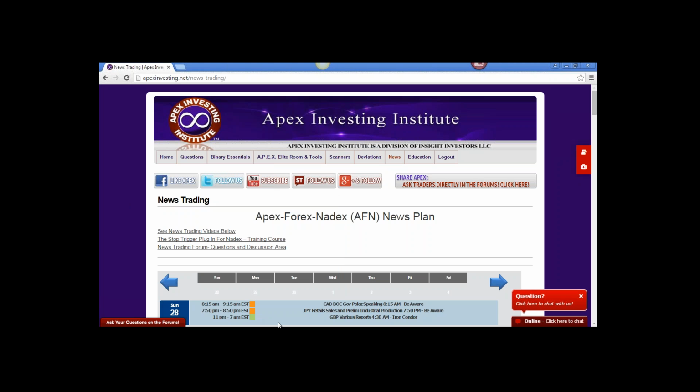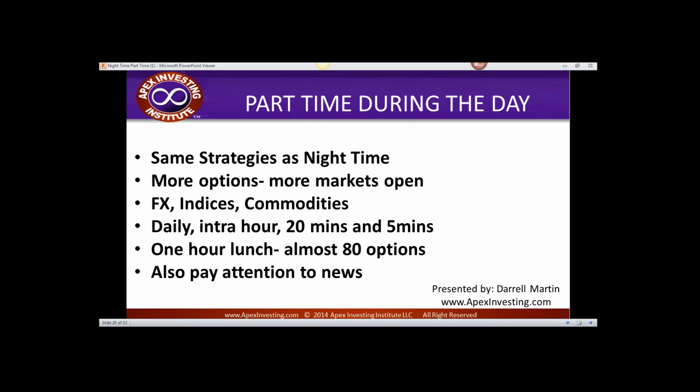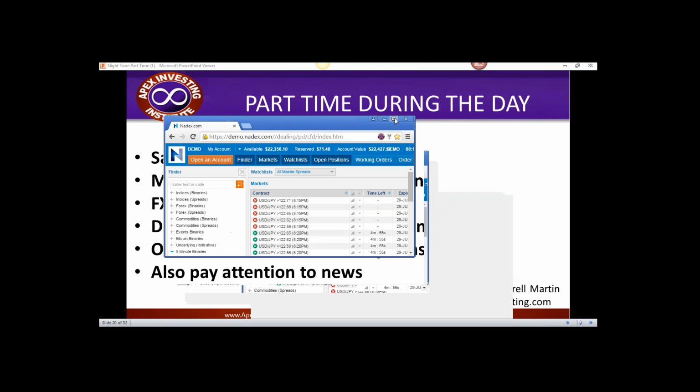Let's move on here. I know we're already going over. Daytime. Pretty much everything I've told you about nighttime, part-time trading at night, you can just bring right over into daytime. It's not a huge different world. It's just that during the day, you've got a few more options available to you, because now the US markets are all opened up, and you can trade a lot of different things.